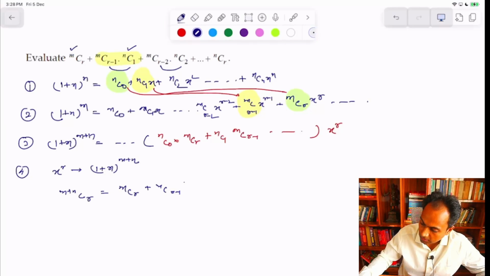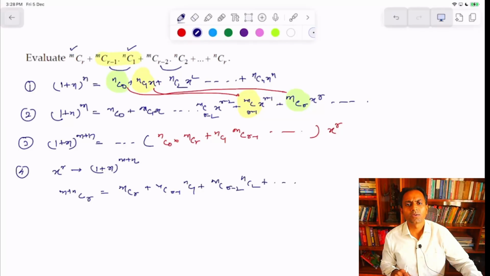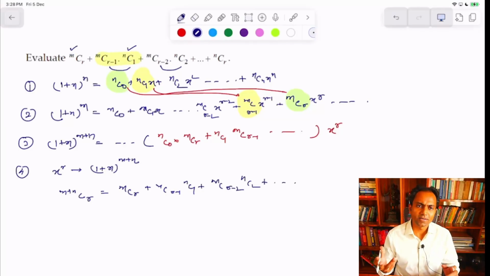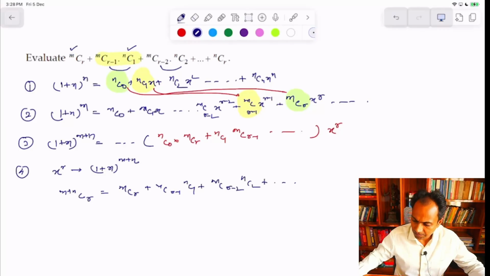mcr minus 1 nc1, mcr minus 2 nc2. Not very difficult. You can see that you can do small variations here and there. Largely things will not change.